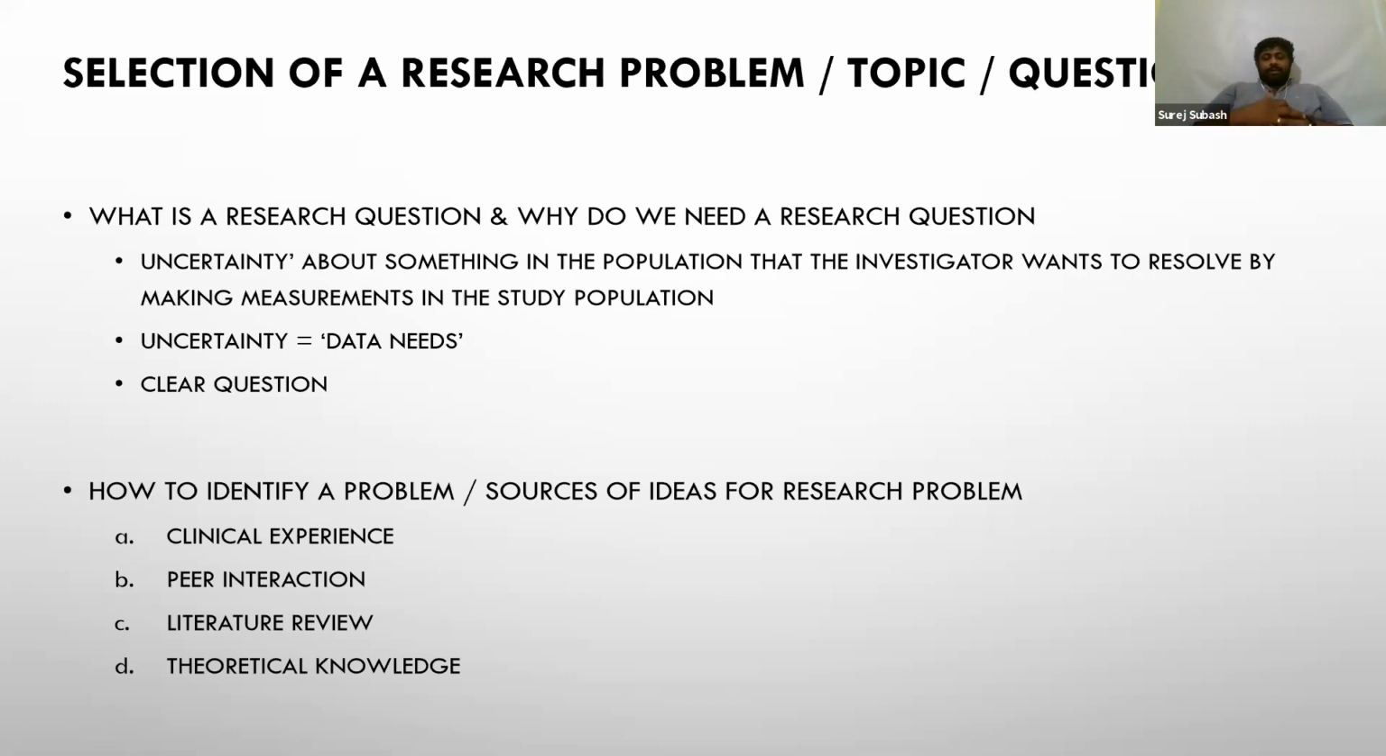Then you have literature review. Suppose somebody is not interested in clinical aspects and is completely dependent upon books. He keeps on reading books, and there he identifies certain areas of interest to pick up on. That is called literature review. Some might keep reading textbooks and find that a particular compound is used in a particular condition, and they will take up the study to find whether it works in that condition. So that is theoretical knowledge.